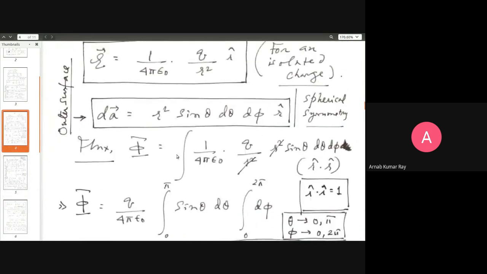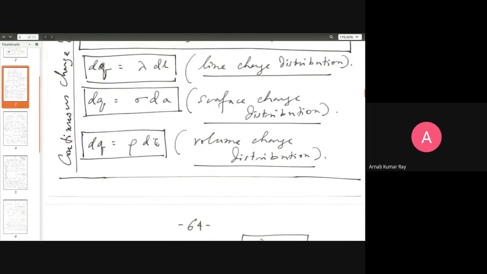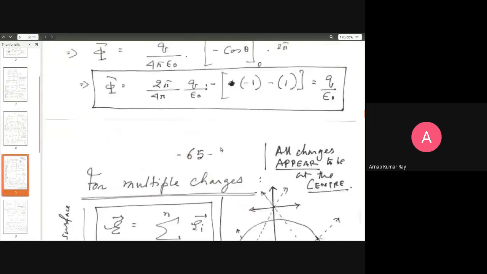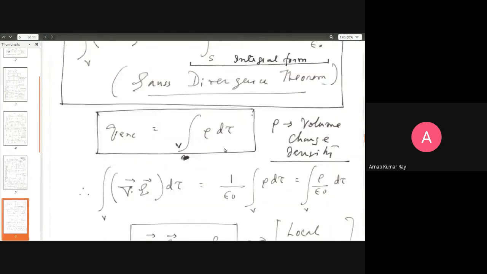You have also worked on some tutorial problems involving all this business. dq is equal to rho d tau. I have written this thing, rho d tau, as a volume integral, over a volume. Volume charge density is rho.